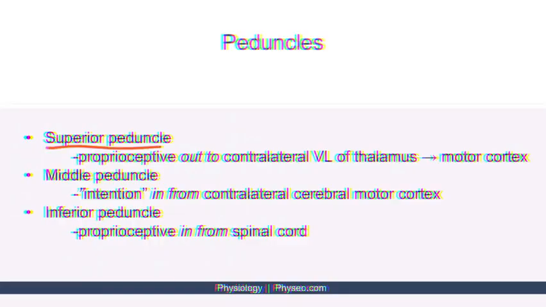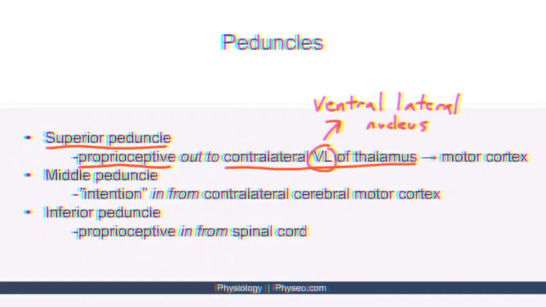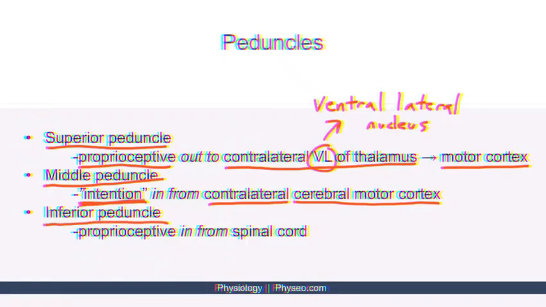So now let's talk about these signals that exit the peduncles. Now, starting with the superior peduncle, this will send proprioceptive information out to the contralateral VL of the thalamus, VL standing for ventral lateral nucleus. Now, after reaching this point, the VL will then send projections to the motor cortex. Now, the middle peduncle will send intention information in from the contralateral cerebral motor cortex. In other words, the cerebral motor cortex will send information to the cerebellum about what movements are about to take place in the body, so intention. Finally, the inferior peduncle will receive proprioceptive information in from the spinal cord.